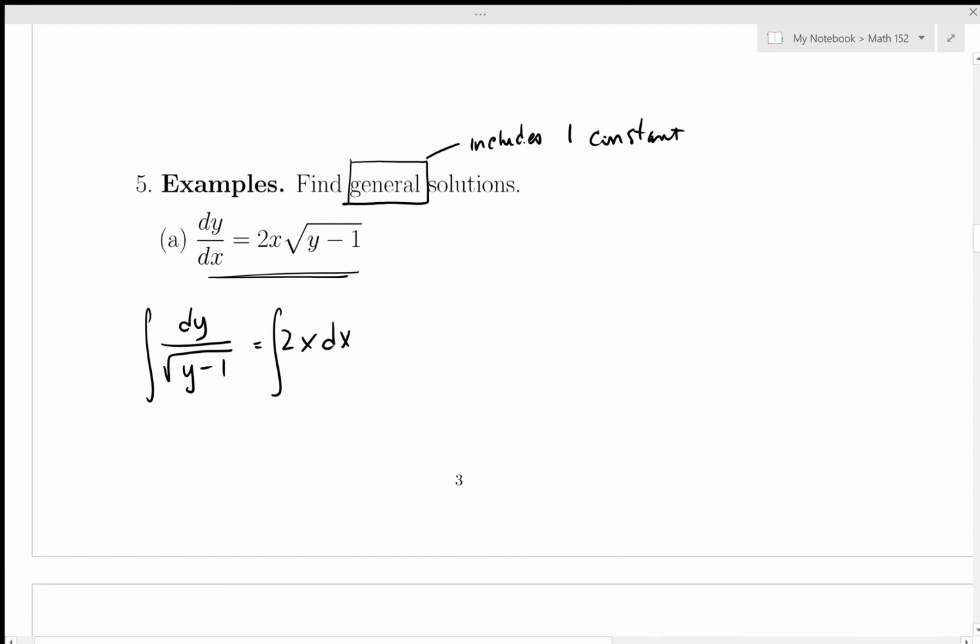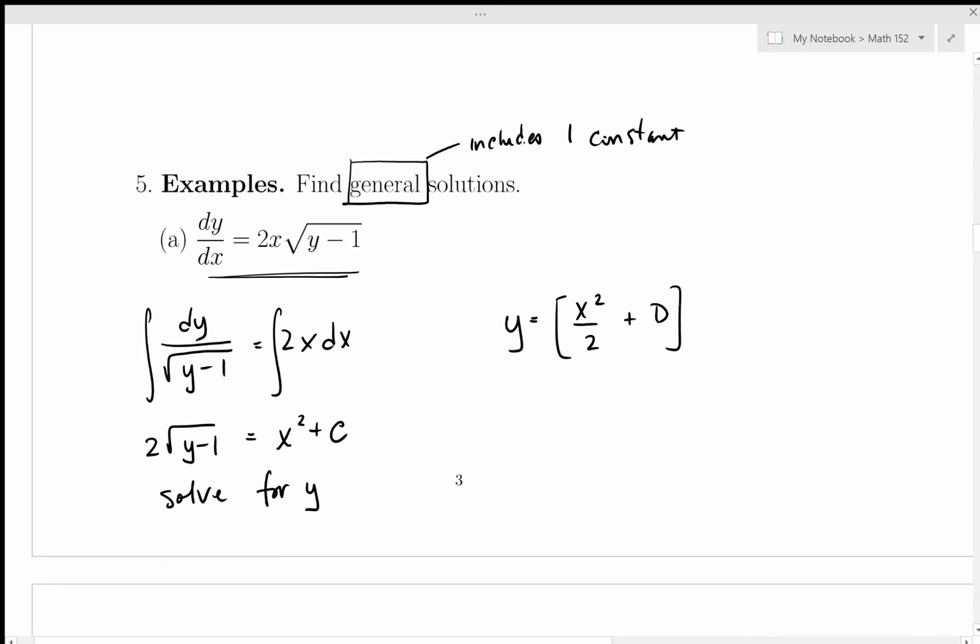Okay, here, so then we do the integration. We get 2 square root y minus 1 on the left, and we get x squared plus c on the right. And then I'm going to solve for y. And I will end up with the solution written y equals f of x in this manner here: x squared over 2 plus some constant, squared, plus 1. And that is our general solution.